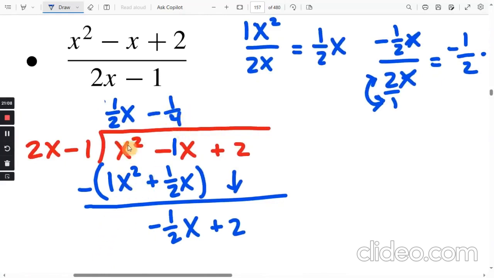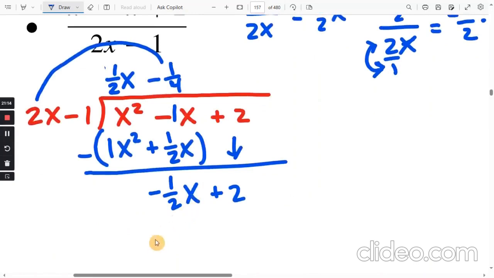Distributing, negative 1/4 times 2 is negative 1/2. And we still have the x. Negative 1/4 times negative 1. The two negatives make it positive, so it's just positive 1/4.